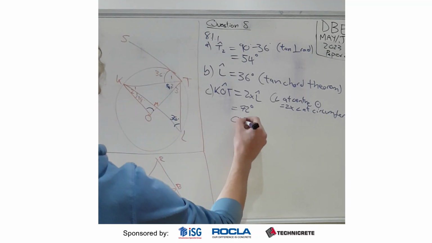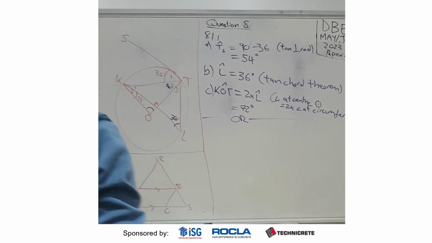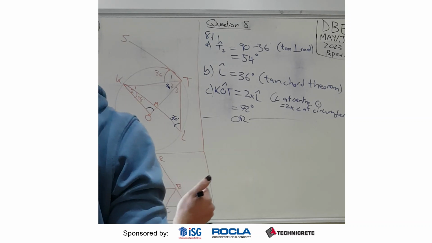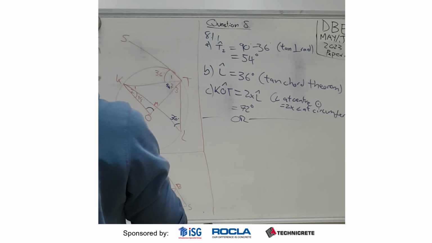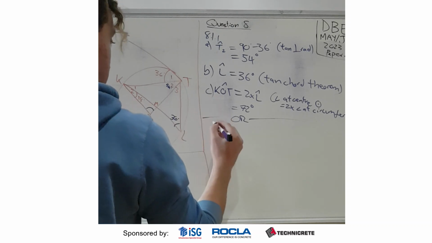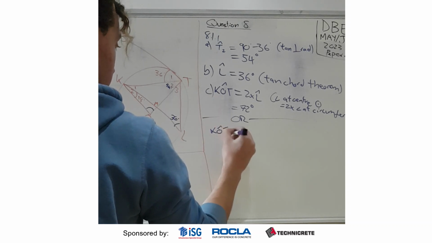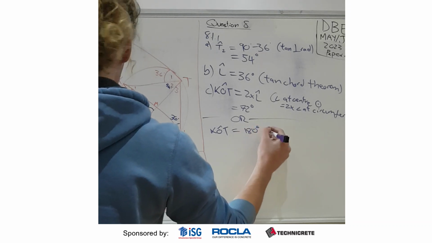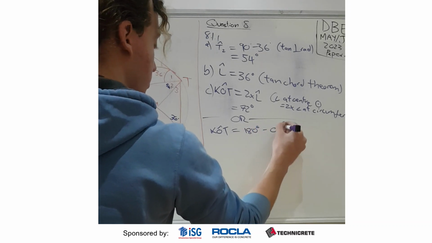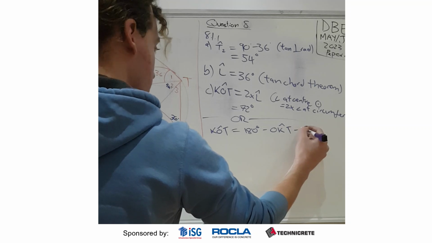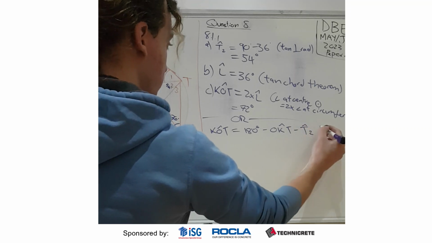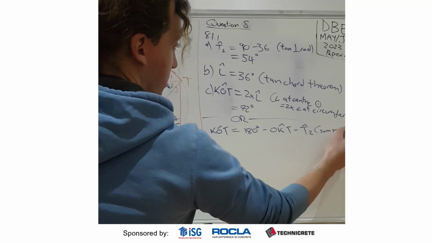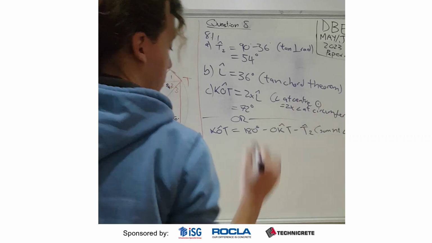So that's the quick way. The ultimate way, you want to give yourself, actually doesn't take much longer. You can say that angle KOT is 180 degrees minus OKT minus T2. Why is that? That is the sum of the interior angles of a triangle.